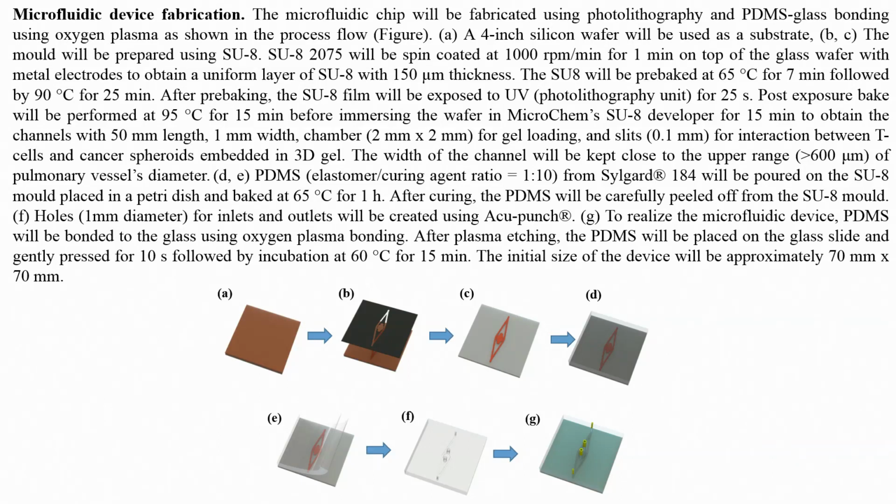As we have discussed, the microfluidic chip will be fabricated using photolithography and PDMS glass bonding. A 4-inch silicon wafer will be used as substrate, and the mold will be prepared using SU8. SU8 2075 will be spin coated at 1000 rpm for 1 minute on top of the wafer to obtain a uniform layer of SU8.